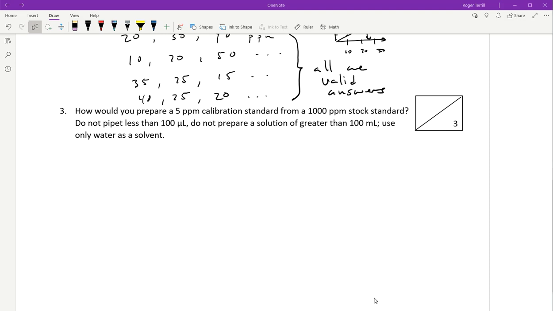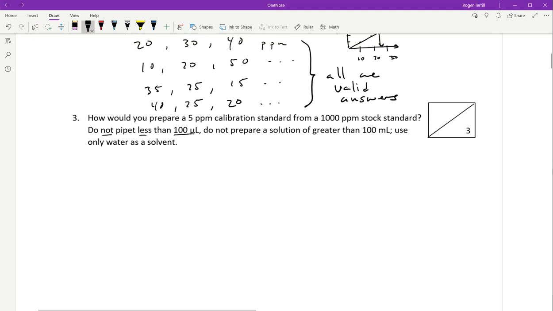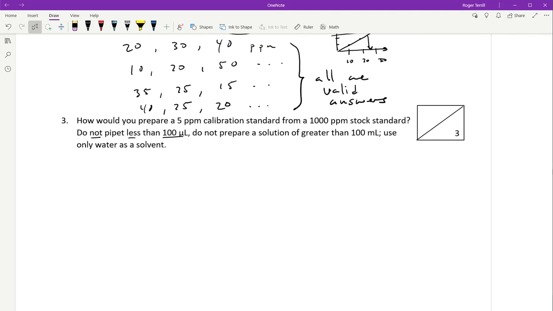Okay, question 3. How to prepare a 5 ppm calibration standard from a 1000 ppm stock standard. The constraints are: not less than 100 microliter pipette transfers, and no total volume greater than 100 mL.